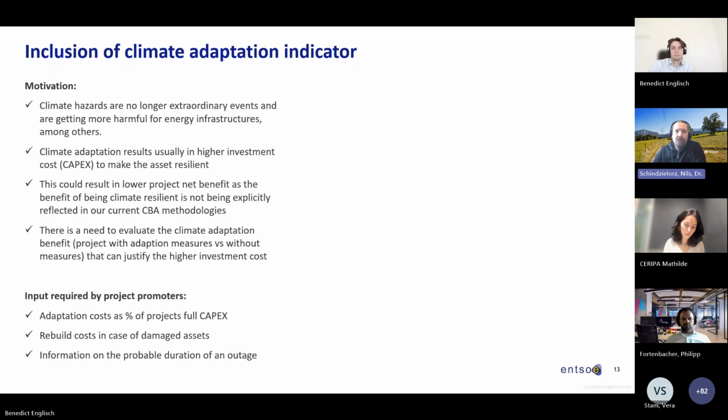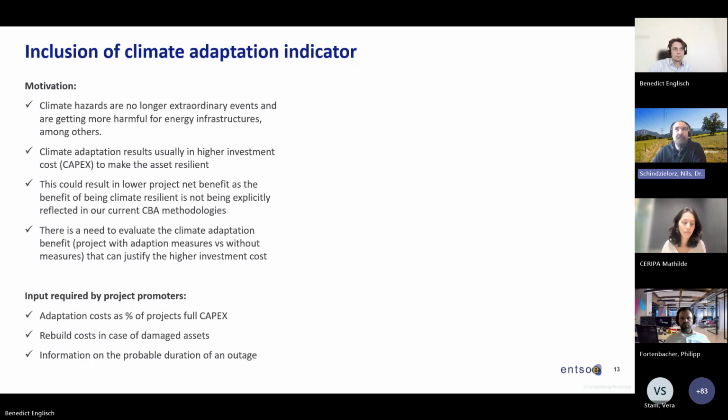And this breaks down into increased capex. When we then perform the project assessment within the TYNDP, the same way as we have done it in the past, based on the CBA indicators that we have there, of course we have reduced benefits, as the benefits are weighted against the increased costs.